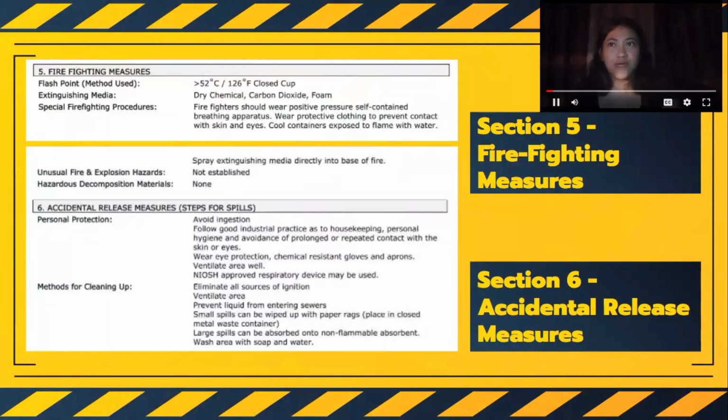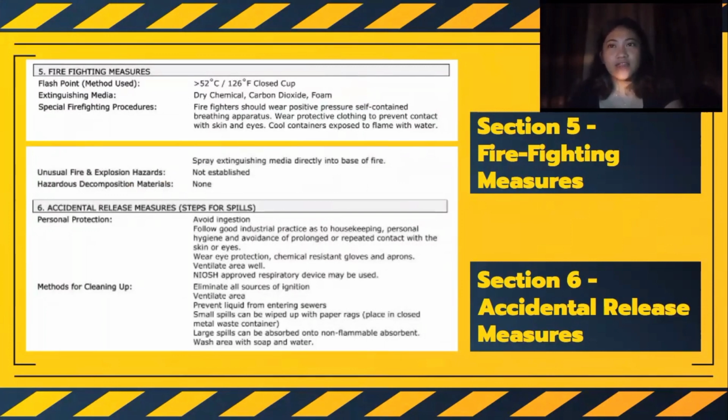Section 5. Firefighting measures. In this section, we see the recommendation for using extinguishing media in the event of a fire. Our main concern is going to be the potential from contact with the product and hazardous gases that may be created in the event of fire. So, in other words, this section will provide us with specific information on the suitable extinguishing media to be used.